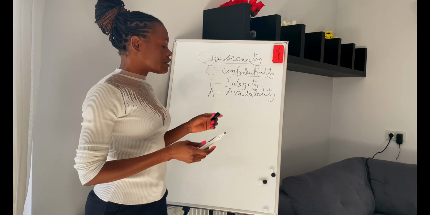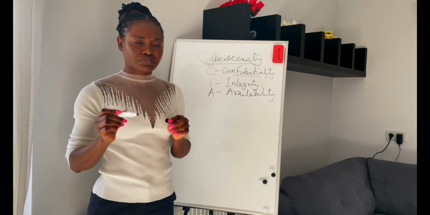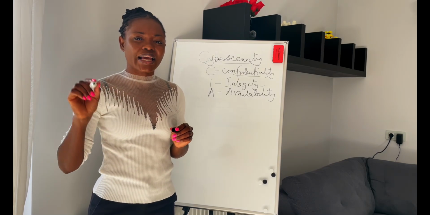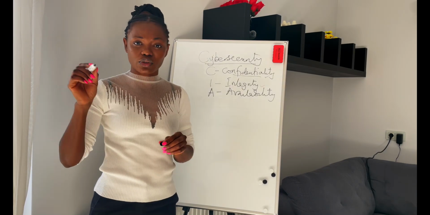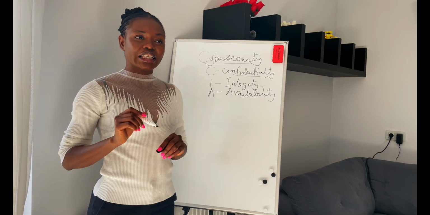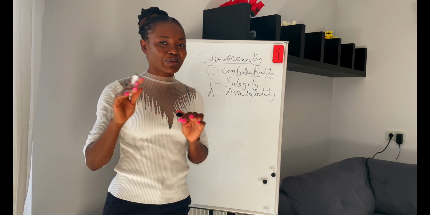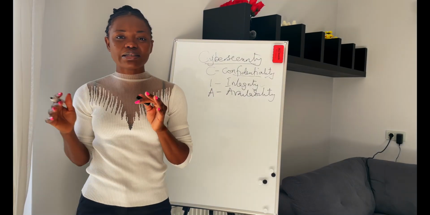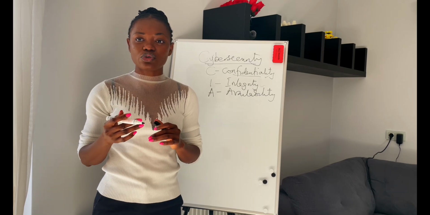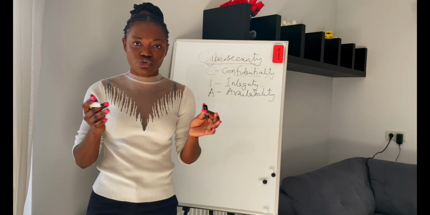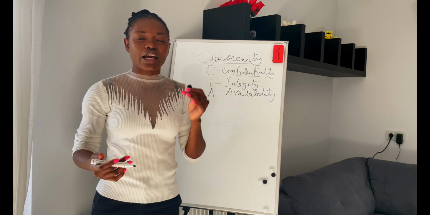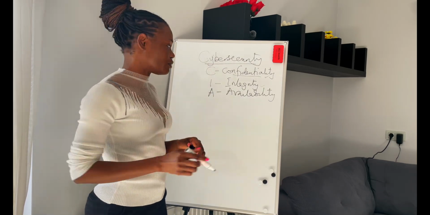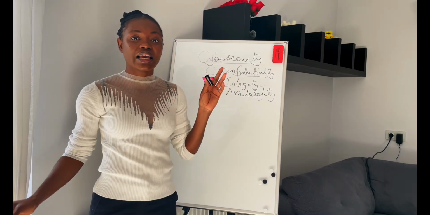And what does availability mean? Availability means that the information is accessible as and when needed by an authorized user. Don't forget, we are talking about authorized users. If the information is accessible to an unauthorized user, then no, it's not availability. Availability means that you need to check your bank details. You need to check your account balance through your bank app. And you log in and you're able to check this information at any time that you need to check the information. That's when we say that availability has been ticked.